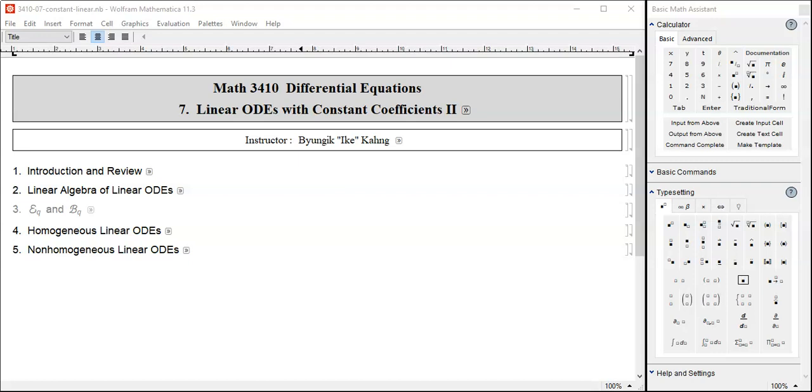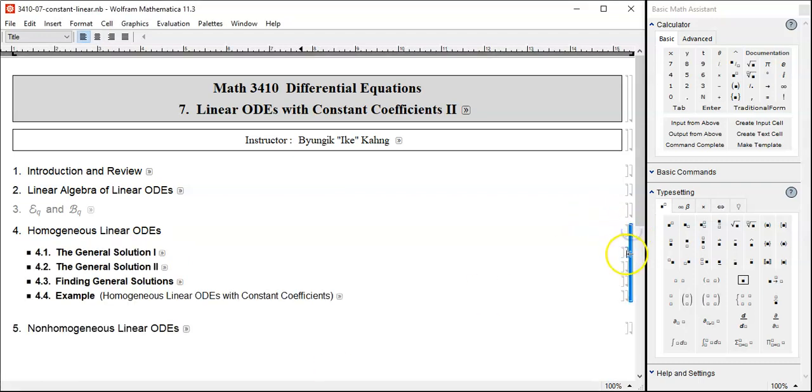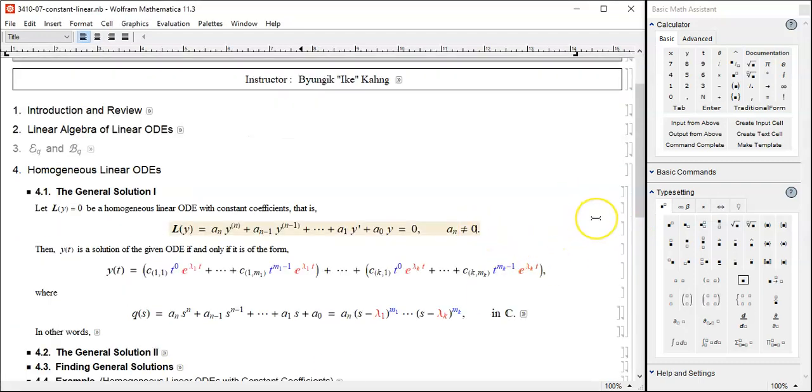Hello students, welcome back. Let's begin section 4. Homogeneous linear ODEs with constant coefficients. Here's a general form of the equation, and here's a general solution.